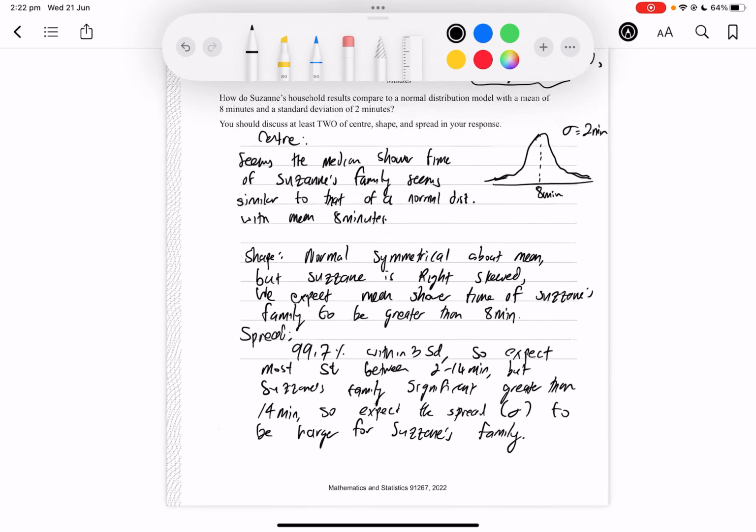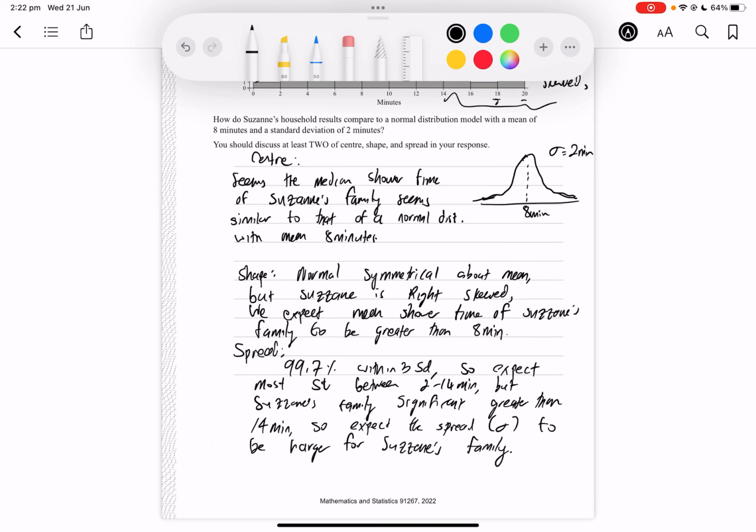Yeah, so I think this is approximately what our answer should look like. The center, the median, is about where we expect it to be. But for the mean, because the data is right skewed, we expect the mean for Suzanne's shower times to be greater than that of the New Zealand population. And in terms of the spread, we're looking at a higher spread for Suzanne's family because we're looking at a pretty significant number of days greater than 14, which is not really matching that of the normal distribution.